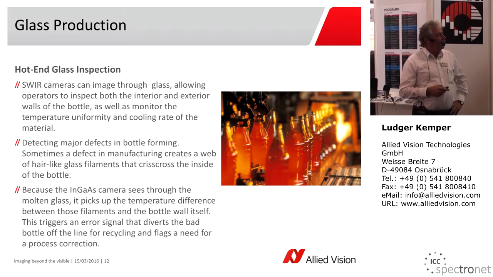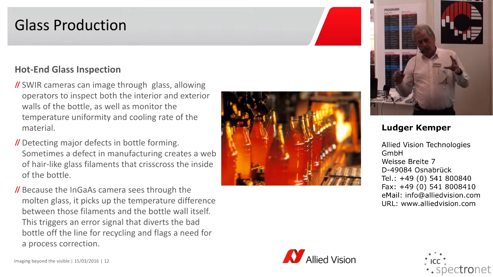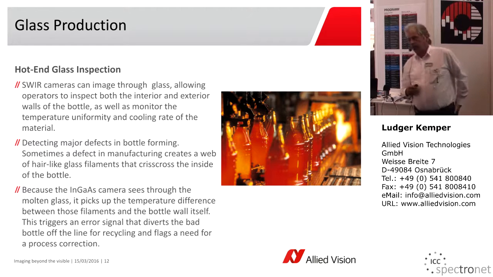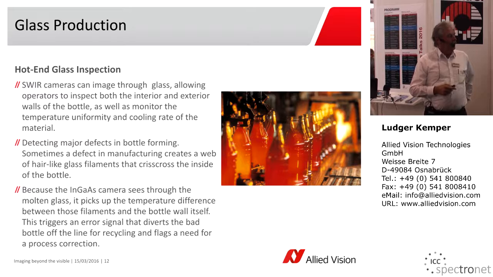You can see the temperature difference at that point, and you can see any defects, major defects in the glass. When there is something in the bottle, you can see it with a SWIR camera, and then you can detect them from the bottles very early and recycle them directly, and not cool them down to lower temperature, which then takes too long to smelt again.